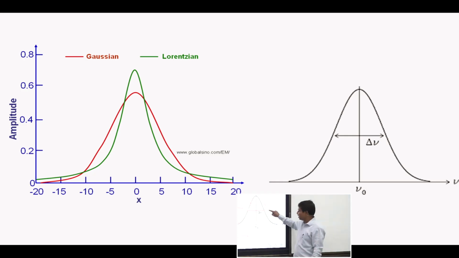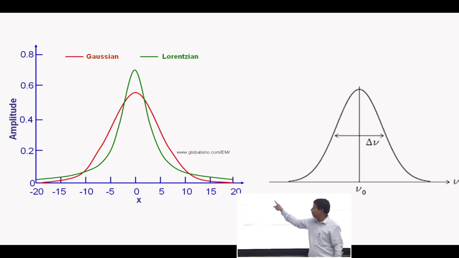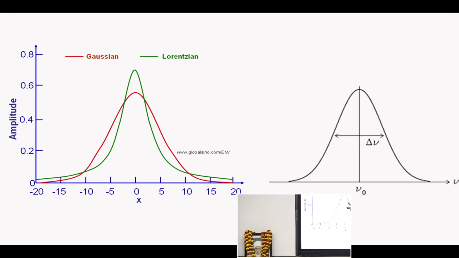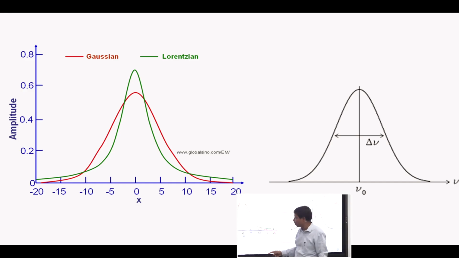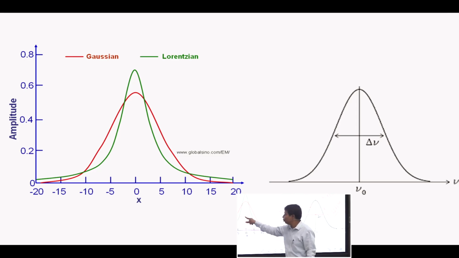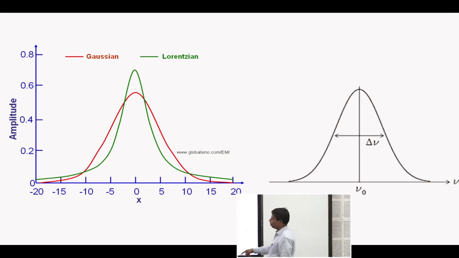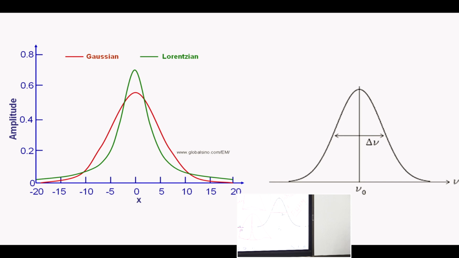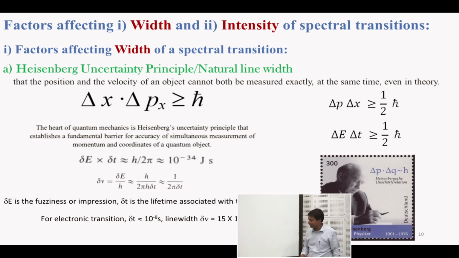How to define it? FWHM. F is full width. Full width where? If this is your spectrum, then this is also a full width, and this is also a full width. So where is the full width we are talking about? Full width at half maxima. This is the maxima, half is here. So full width at half maxima, this is called FWHM. So FWHM is narrow or wide, intensity is small or big. What are the factors that contribute? We will quickly go through that.